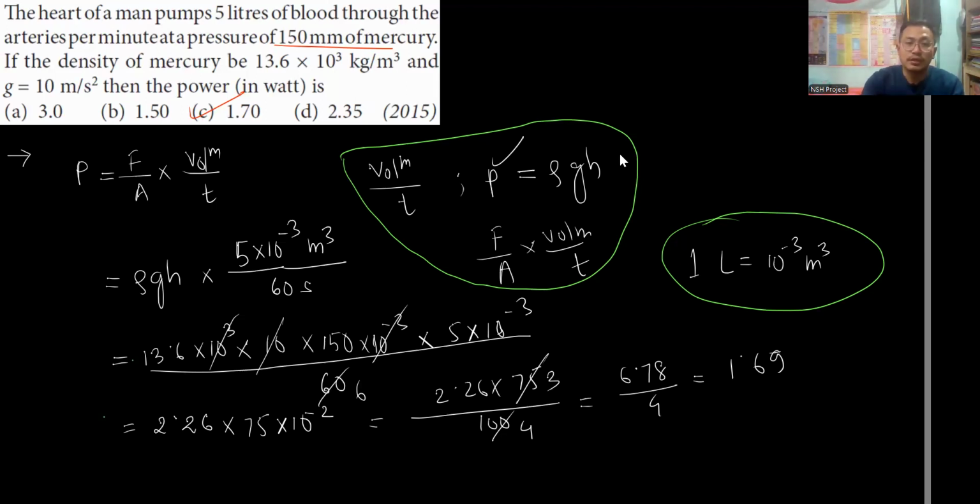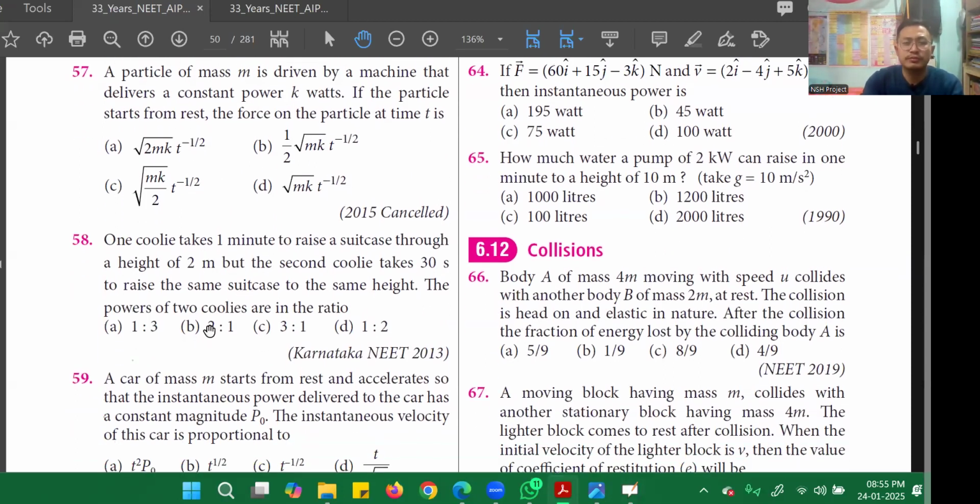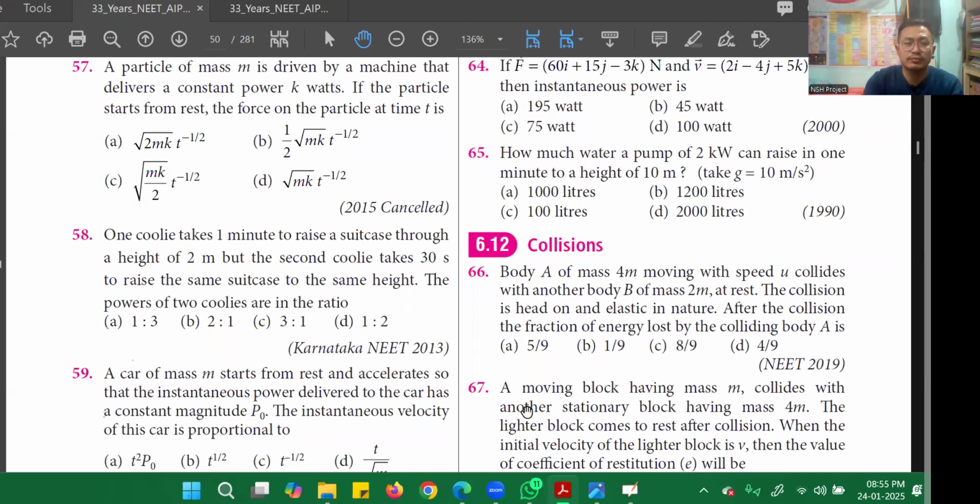Okay, let's proceed. So question number 56 is done. Now questions 57, 58, 59. Question number 57: a particle of mass m is driven by a machine that delivers a constant power k watts. If the particle starts from rest, the force on the particle at time t is, a very simple question.